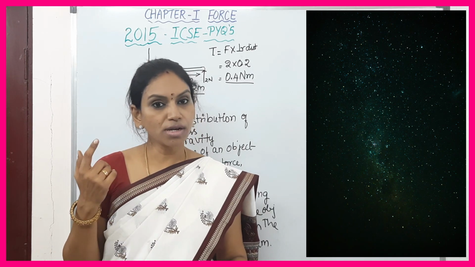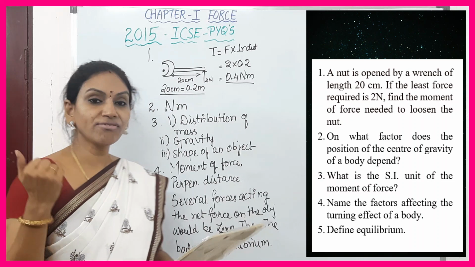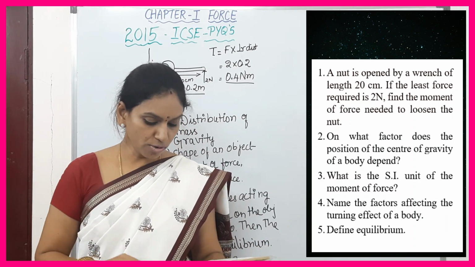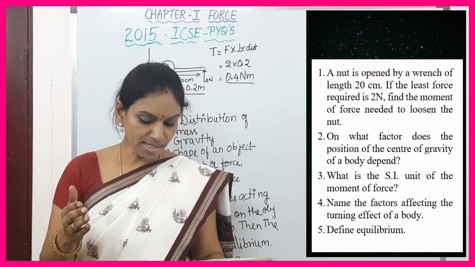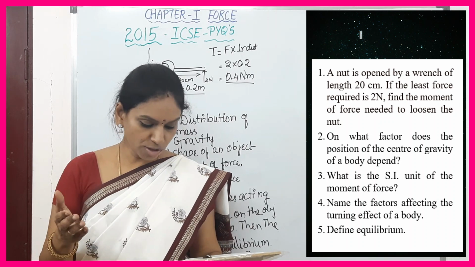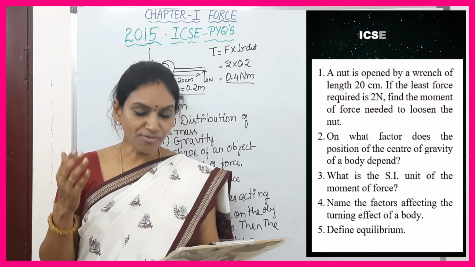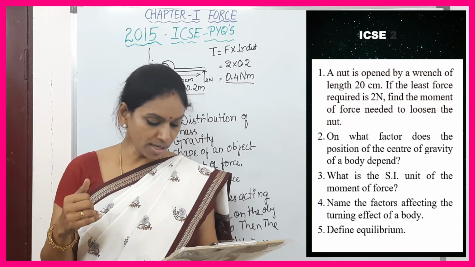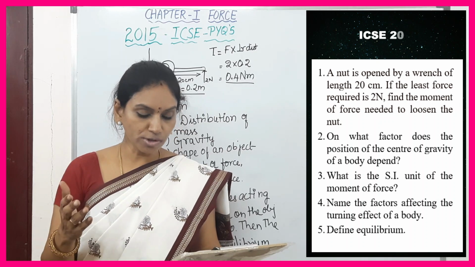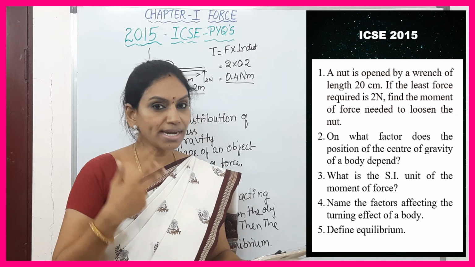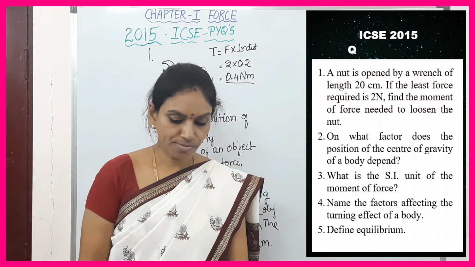Next, the 2015 ICSE board exam. They have asked 5 questions from this year. First question I'll read out for you. A nut is opened by a wrench of length 20 centimeter. If the least force required is 2 Newton, find the moment of force needed to loosen the nut. The diagram is also given.